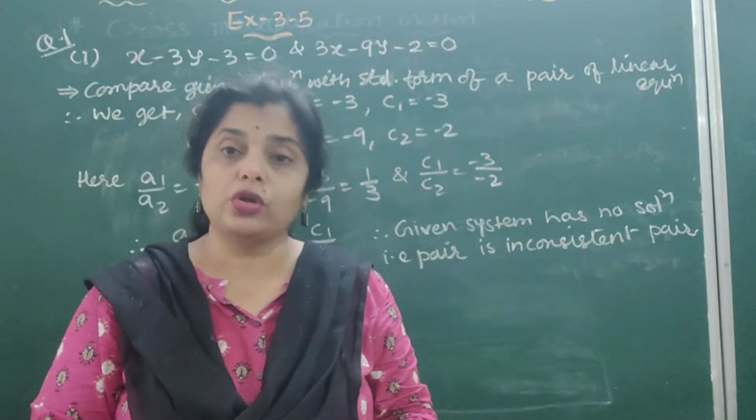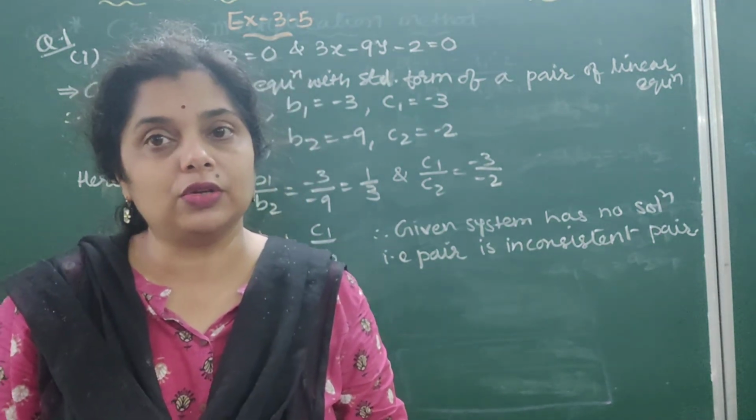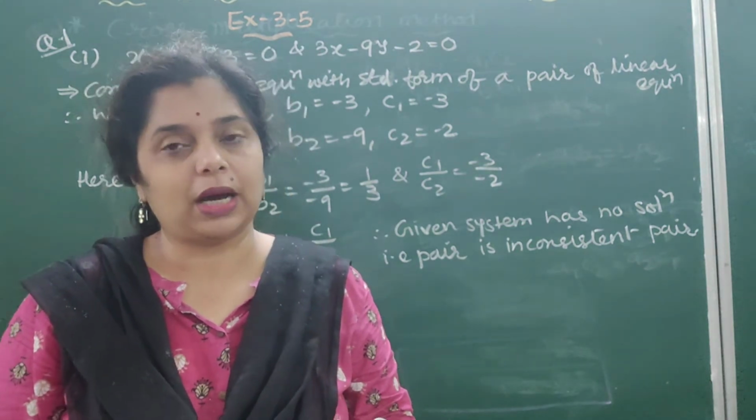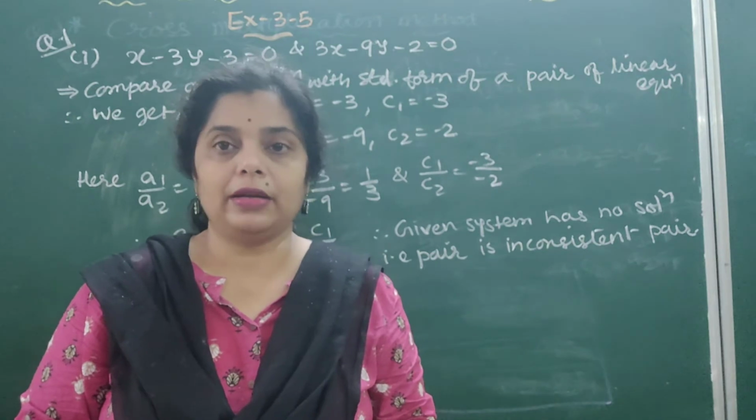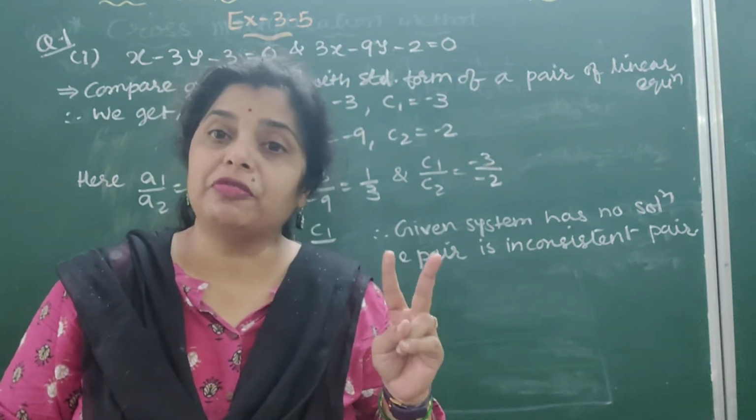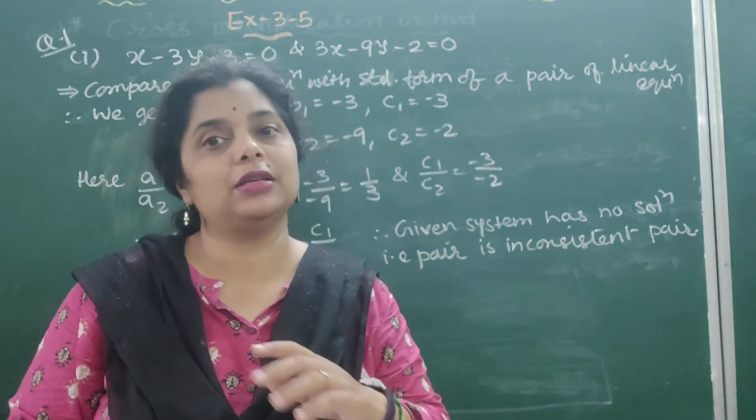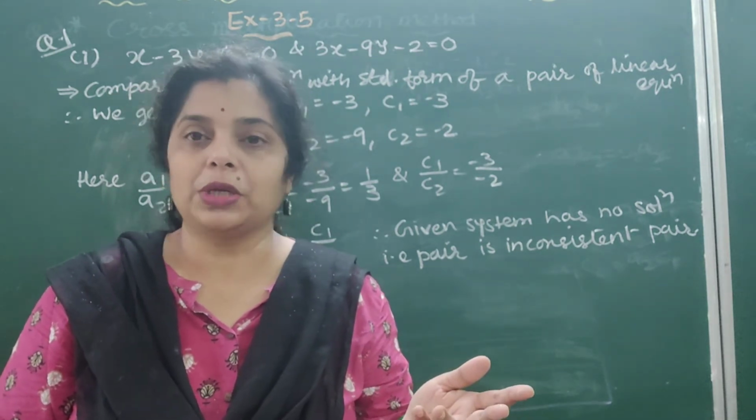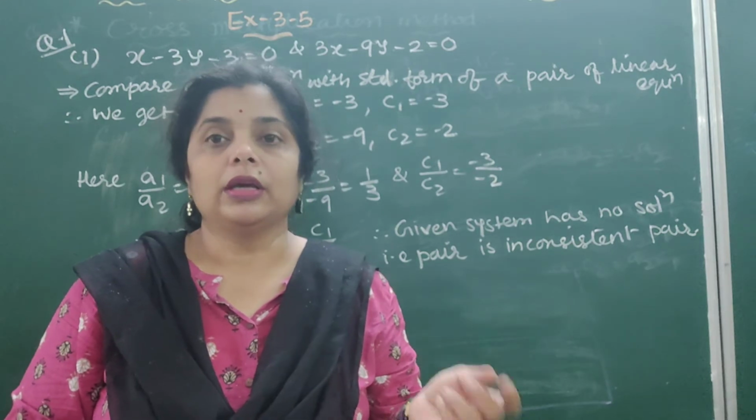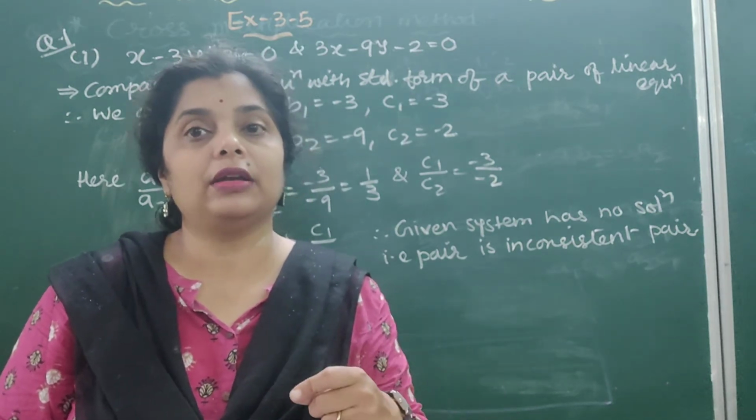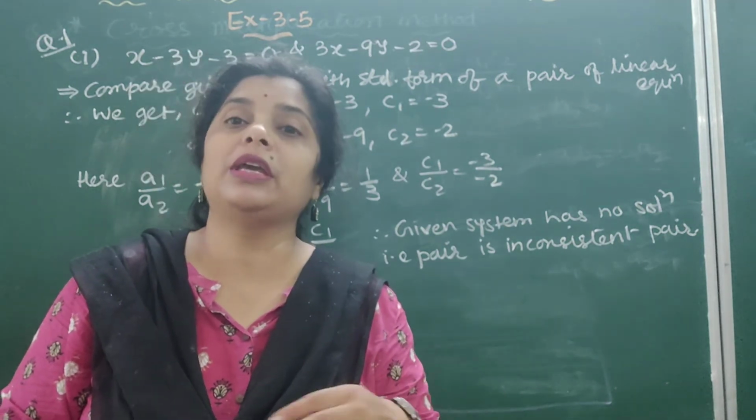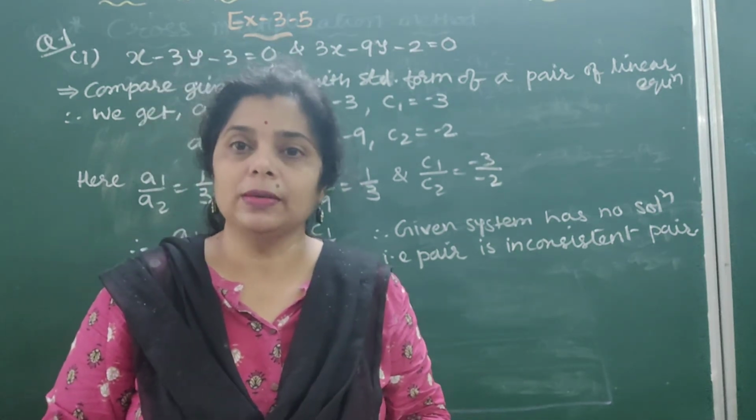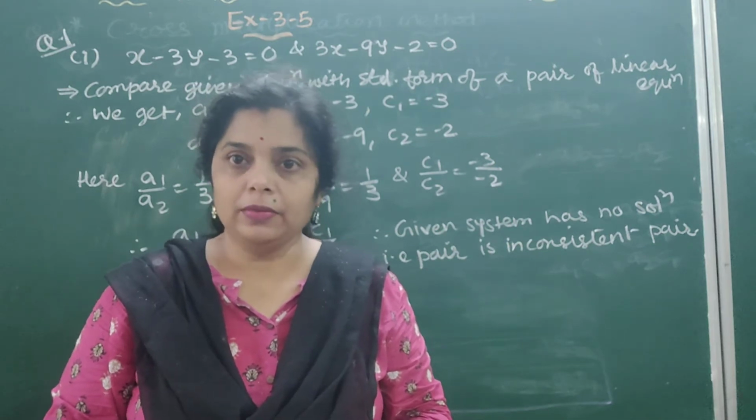And for no solution, the condition is A1 by A2 is equal to B1 by B2, but it is not equal to C1 by C2. So if we get no solution or infinitely many solutions, then there is no chance to apply the cross multiplication method. If and only if we get a unique solution, then only we can proceed to find the values of x and y by the cross multiplication method. Are you getting me? Okay.